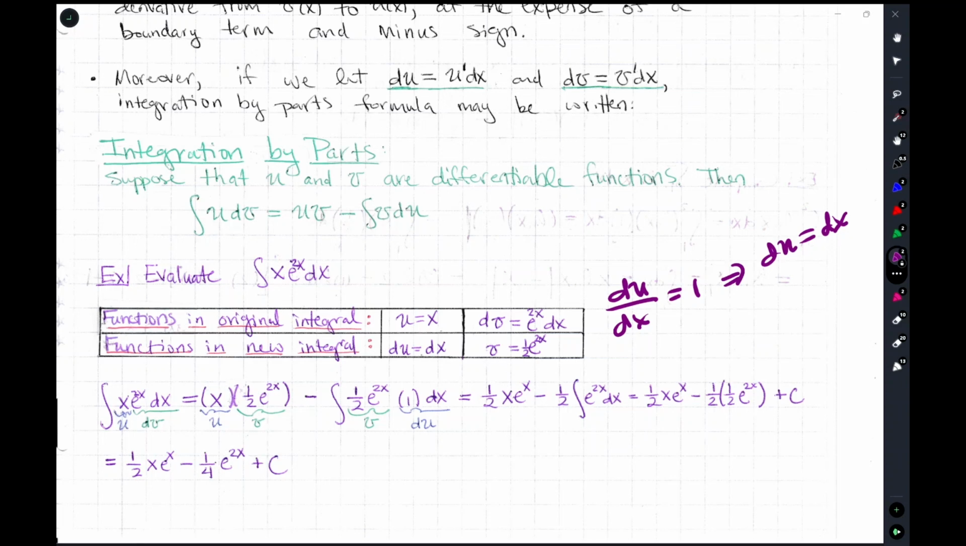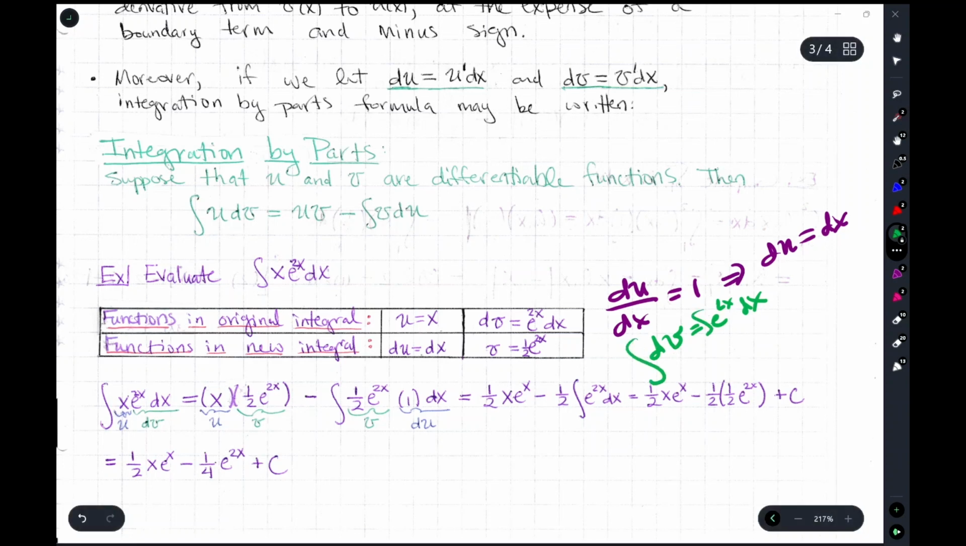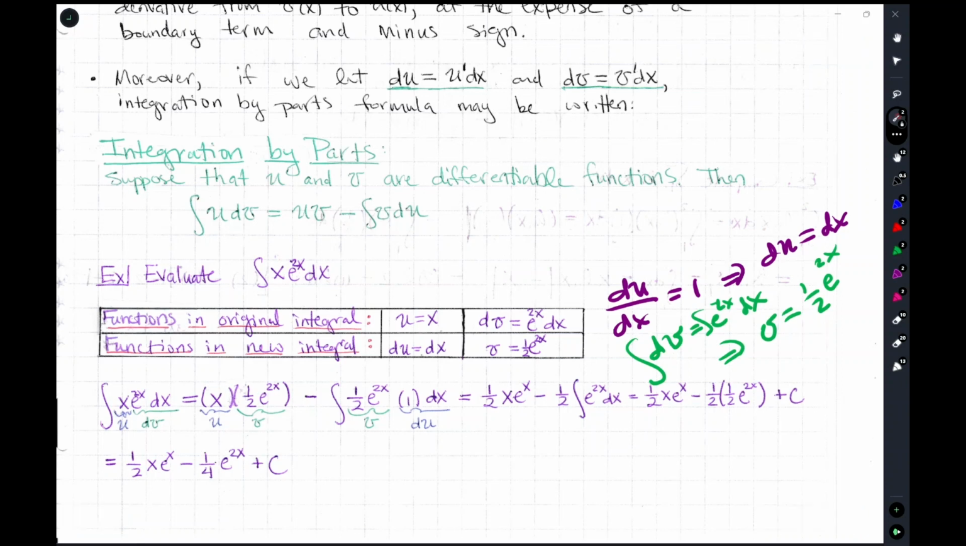Now, what would then v be? Well, if dv is equal to e to the 2x dx, integrating that, and ignoring the constant because we'll just put an overall constant at the end, the integral of e to the 2x is just 1/2 e to the 2x. Okay, and so that's what we'll get for v. And again, we ignore the constant until the very end and just add it to the final expression.